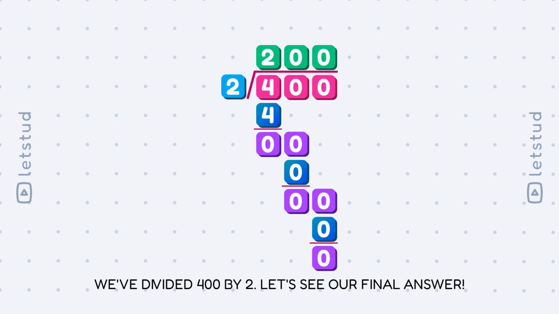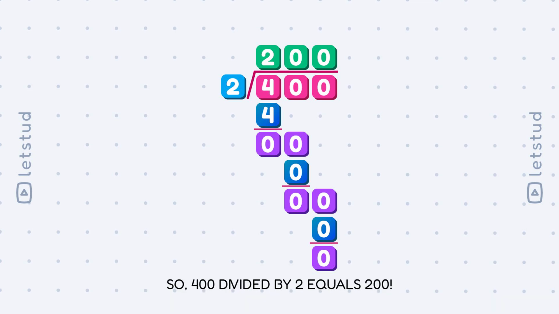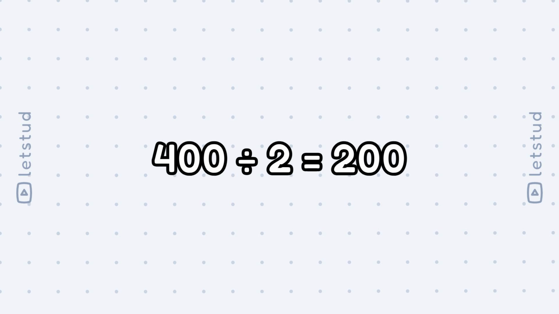Let's see our final answer. So, 400 divided by 2 equals 200. Great job, everyone. We just conquered dividing 400 by 2 using long division. Remember, every step is a chance to shine.